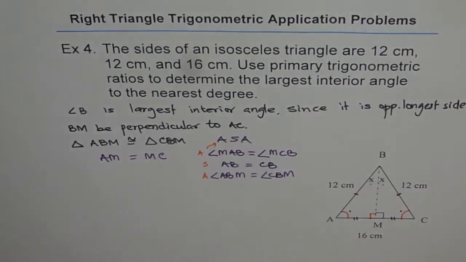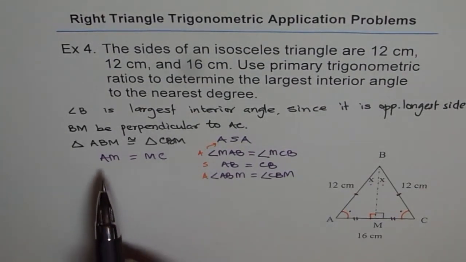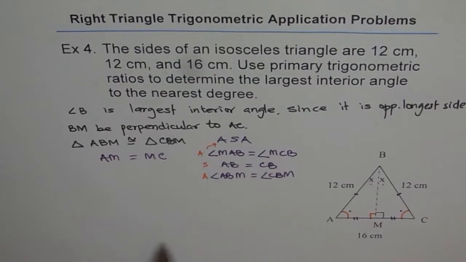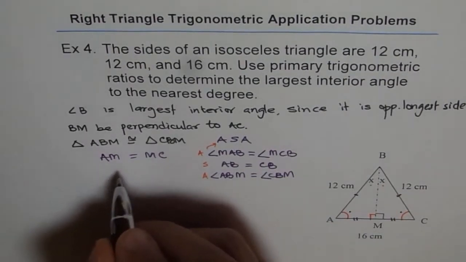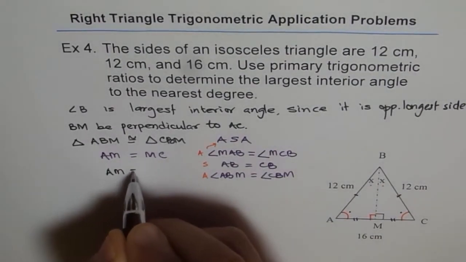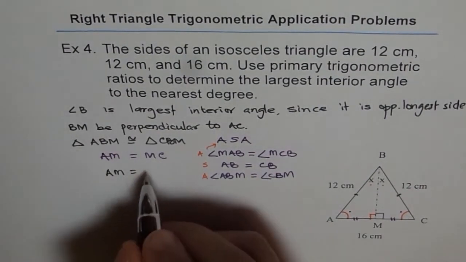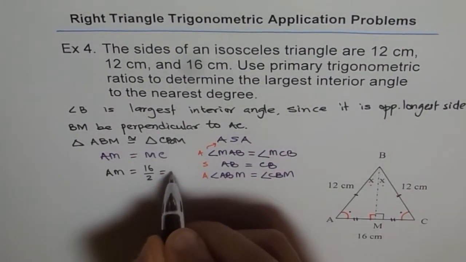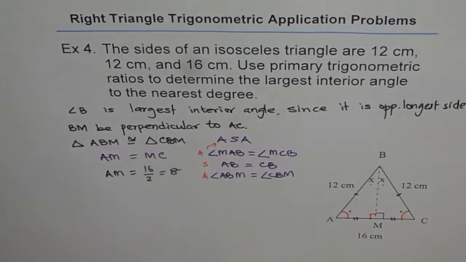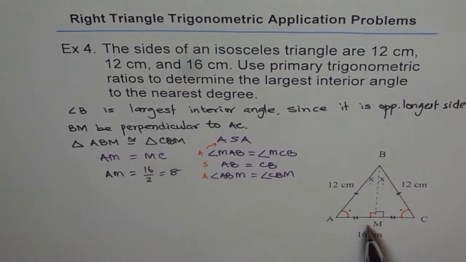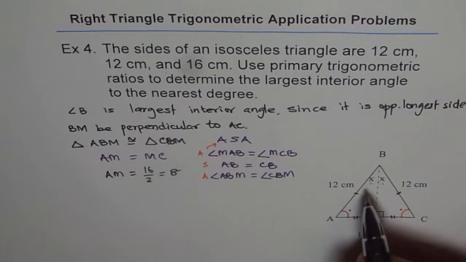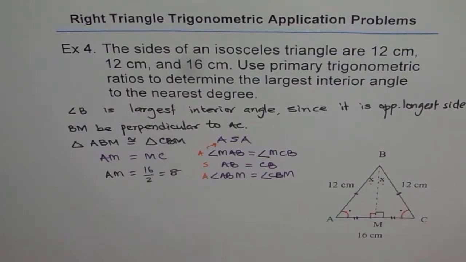Since they are congruent, we can write that AM equals MC. But AC is how much? 16, and it is divided equally into 2. And therefore, what is AM? AM equals 16 divided by 2, which equals 8. So now we got this side of a triangle, right? Now the whole thing is that when we know one side, this side, and two sides of a triangle, it's easy to find what that angle X is, correct?